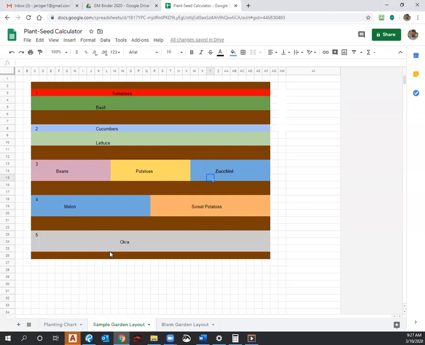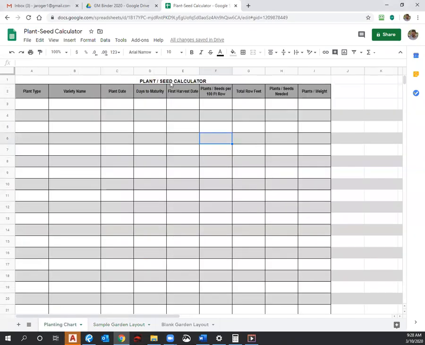All right, this is Jason with Grow Morristown, and we're going to do a quick review of the garden design, garden layout thing that we did last night. And we're going to talk about how to fill out this plant seed calculator so that we know how many plants or seeds we need.